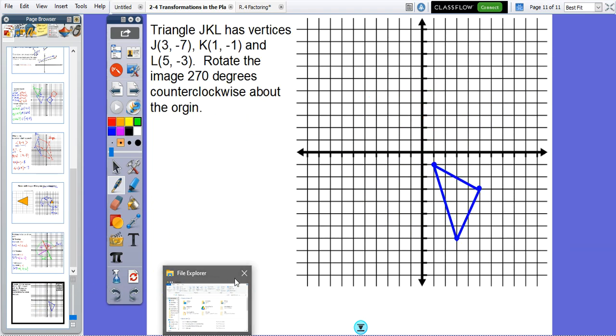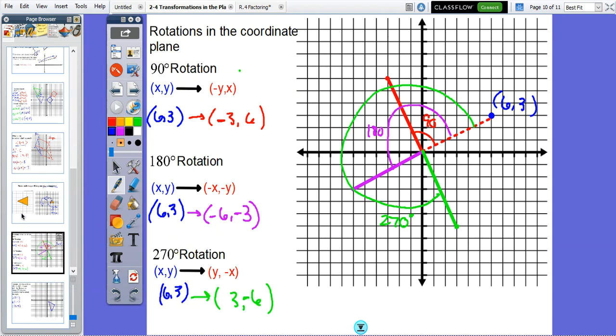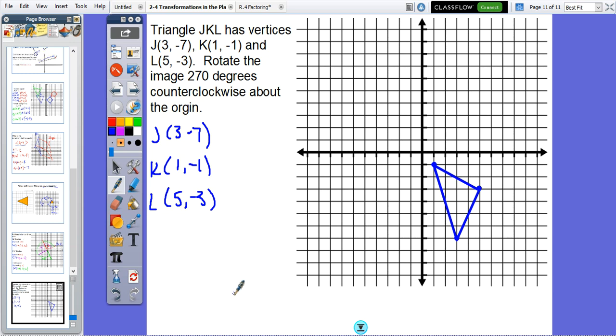All right. Our last thing to speak about here is your example. This time they gave you the original points J, which is at 3, negative 7, K, which is at 1, negative 1, and L, okay, so we're looking at a triangle, 5, negative 3. And we are doing a 270 degree rotation. So again, I don't remember what a 270 degree rotation does, but let me go back. Oh, it flips it and puts negation on the second one. So we will turn (x, y) to (y, negative x), like that. I write that down because, again, I don't always remember this myself. So always have your notes marked so you know where they're at.